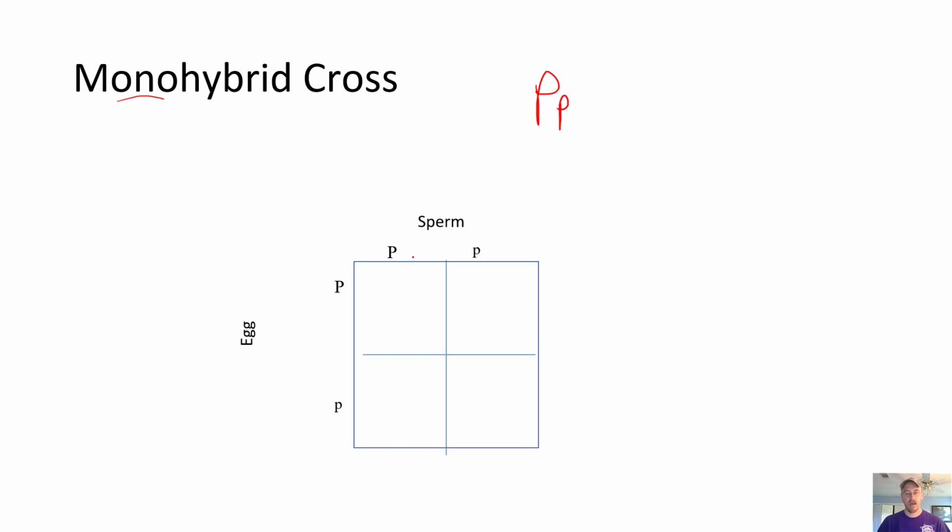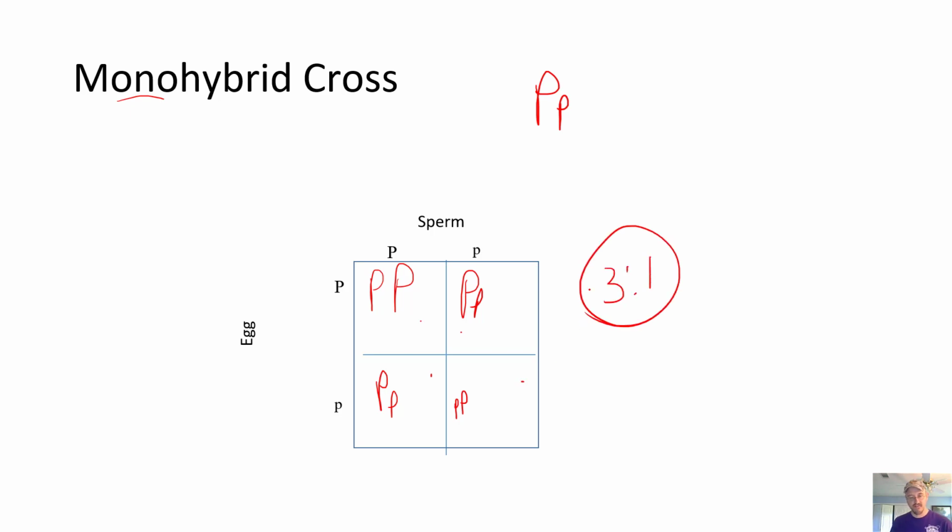And then you would say, okay, what happens when these two sperm and egg fuse? You would get big P, big P, right? What about right here? You would get big P, little p. What about right here? Big P, little p. And over here, little p, little p, all right? Once again, we get 3 purple and 1 white. So a 3-to-1 ratio.